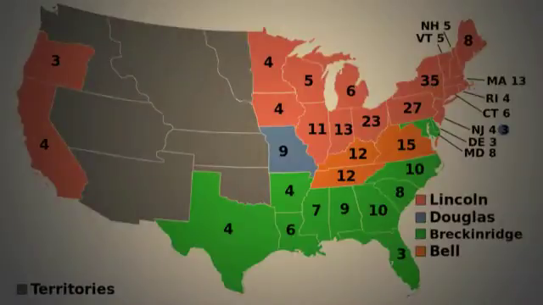And he also won Delaware, which was in the North, but it was a slave state. And then Bell carried the Upper South. So he carried Tennessee, Kentucky, and Virginia. Now, Lincoln won almost all of the northern states.